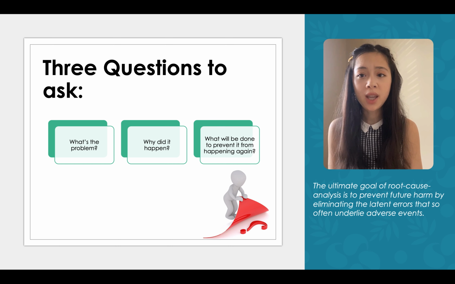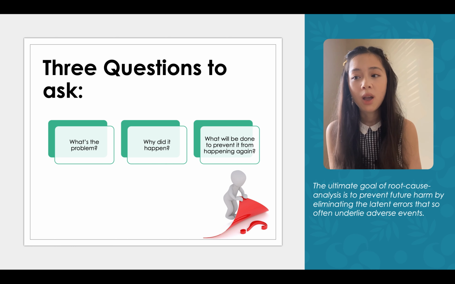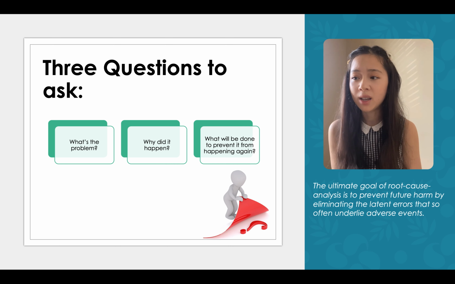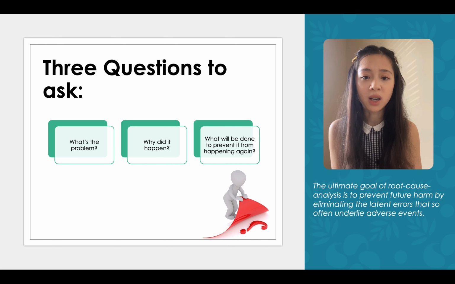So there are three questions that you want to ask before formalizing a root cause analysis, and they include: what's the problem, why did it happen, and what can be done to prevent it from occurring again in the future? Because the ultimate goal is to prevent future harm by eliminating the latent errors that often underlie the adverse event itself.